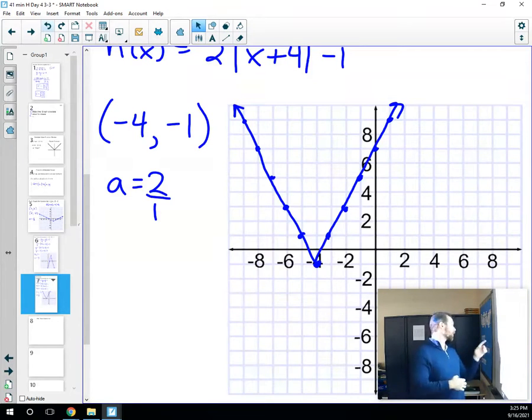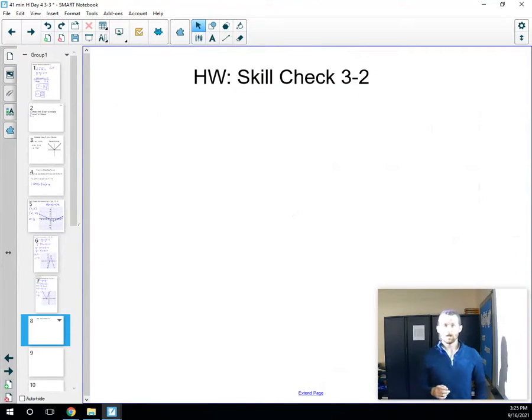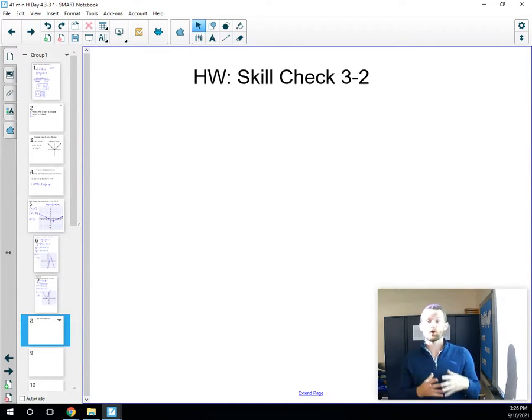All right, time for your homework. Your homework's going to be a little bit different today. Your homework is going to be something we're calling a skill check 3-2. This is obviously not in the textbook. I've got copies of the skill check, so make sure you get one from me before you leave class. It's sort of like a graded homework. You're going to be handing this in tomorrow, and it's going to be graded for correctness.